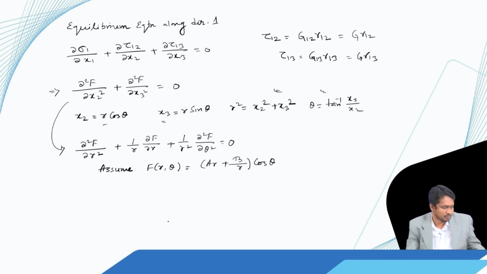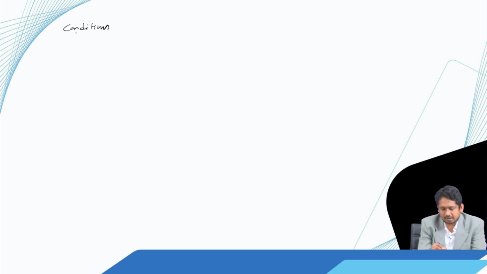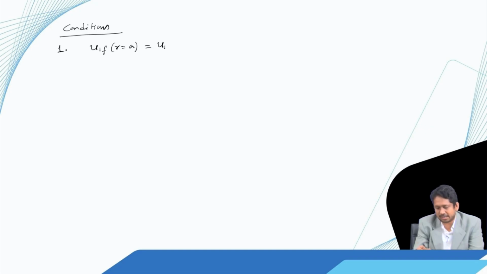Now, we can put these approximations in the equation and then we can have some conditions applied like we did before. So, here the condition is that U1 is continuous at the junction between the fiber and matrix. So, U1 f is equal to U1 m when r is equal to a, and that gives us A1 into a plus B1 by a is equal to A2 a plus B2 by a.